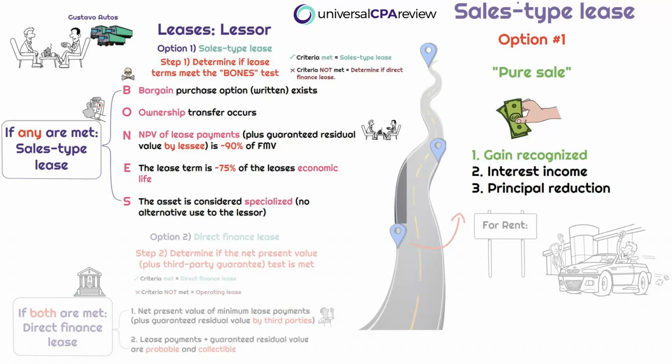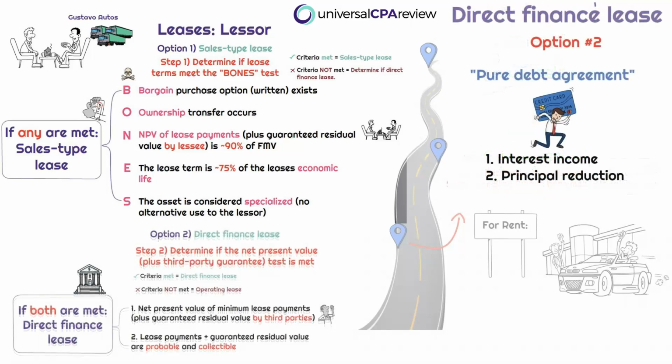All right, but what if it isn't considered a sales type lease? Right, what if we do the dance, we run through all 5 of these, and we've determined that none of the 5 criteria exist? Well, then we move into option number 2, and we need to ask ourselves, is this considered a direct finance lease? So we need to now determine if the extra 2 sets of criteria are met. Okay, so we need to determine if the net present value of the minimum lease payments plus the guaranteed residual value by third parties exist.